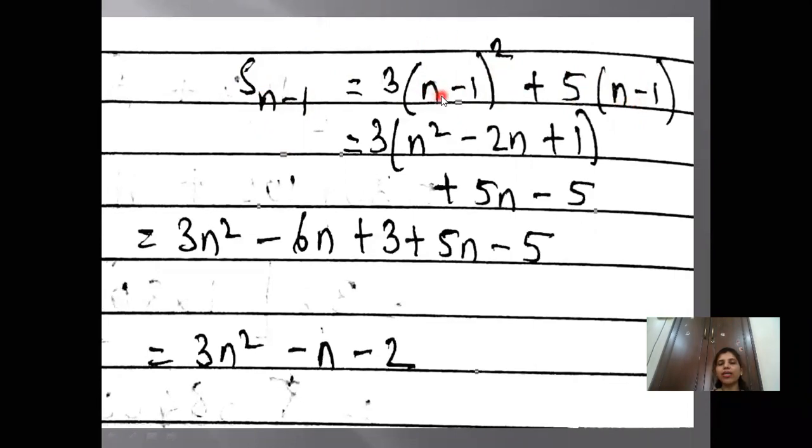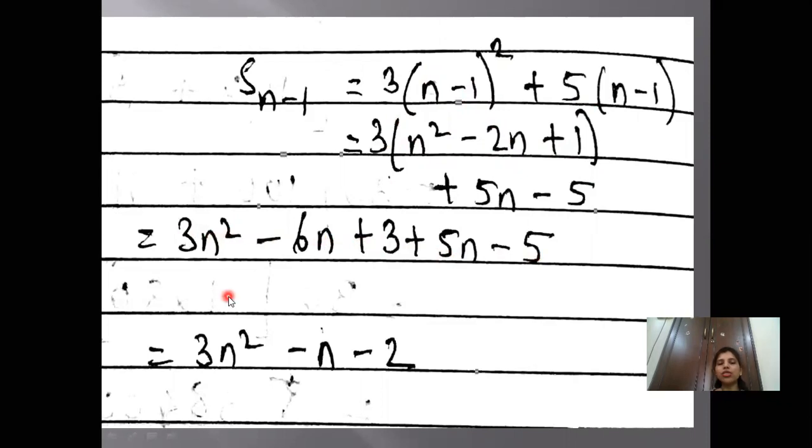Now when we square it, we'll get n square minus 2n plus 1. So we are using the (a minus b) the whole square formula. And 5n minus 5. We have opened this. So now we'll open this bracket also. So we get 3n square minus 6n plus 3 plus 5n minus 5.